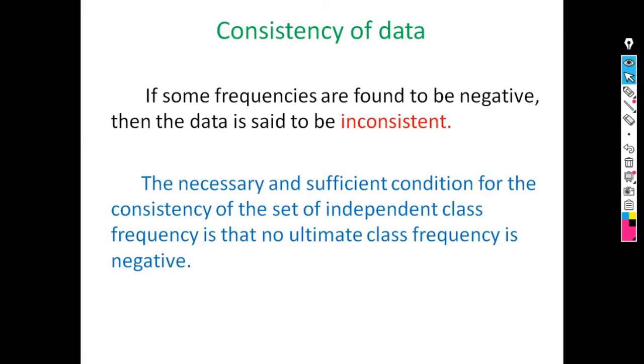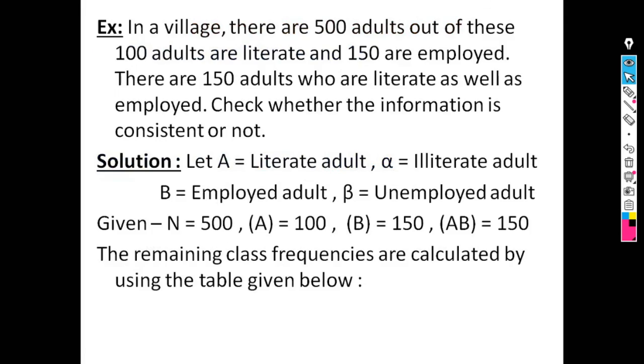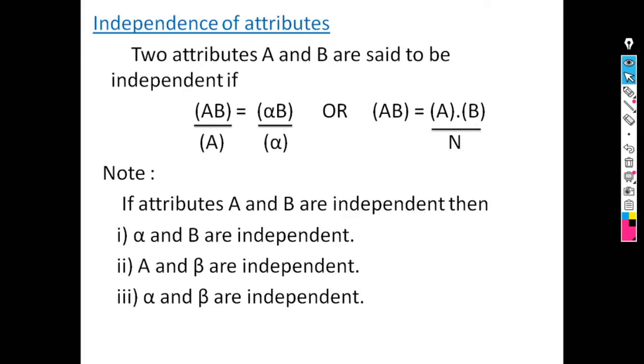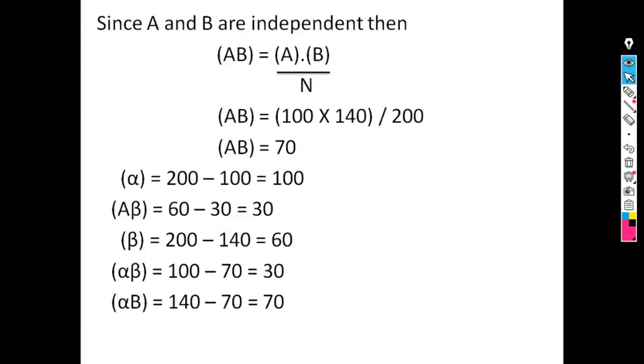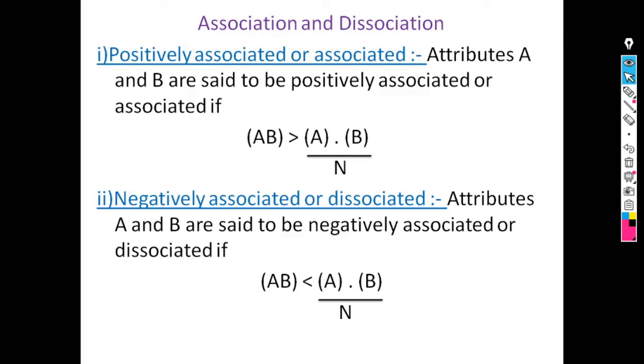Then our next topic was consistency of data. If some frequencies are found to be negative, then the data is said to be inconsistent. If any one of the frequencies is negative, then we can say that the data is inconsistent. Then we saw independence of attributes. Two attributes A and B are said to be independent if AB is equal to A into B by N. But if these attributes are dependent, then we can check their dependency by using association and dissociation.